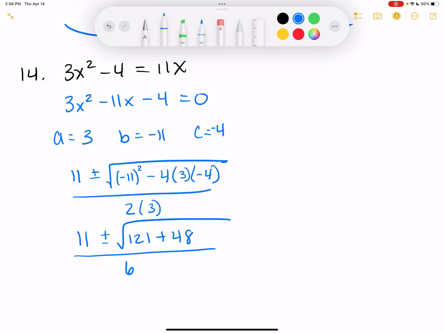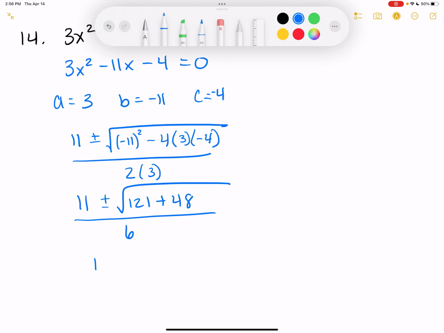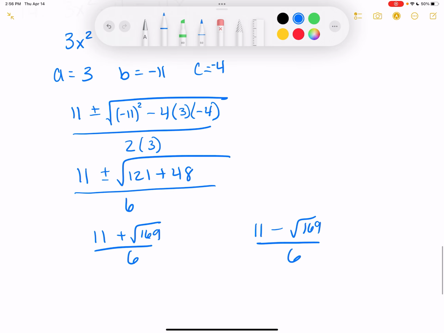So now it would be 169. Okay, so 11 plus the square root of 169 over 6, or 11 minus the square root of 169 over 6. So what are those?